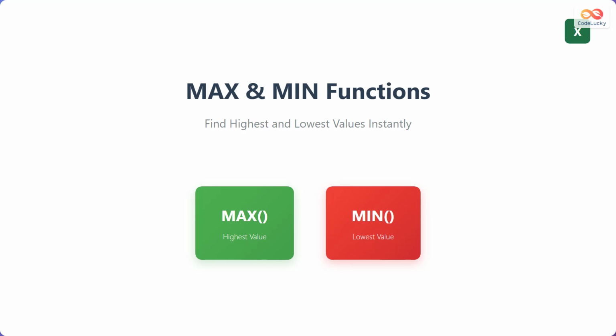In this video, you'll learn about the max and min functions in Excel. These functions allow you to instantly find the highest and lowest values in a set of data. The max function returns the largest value, while the min function returns the smallest value. Let's explore how to use them.